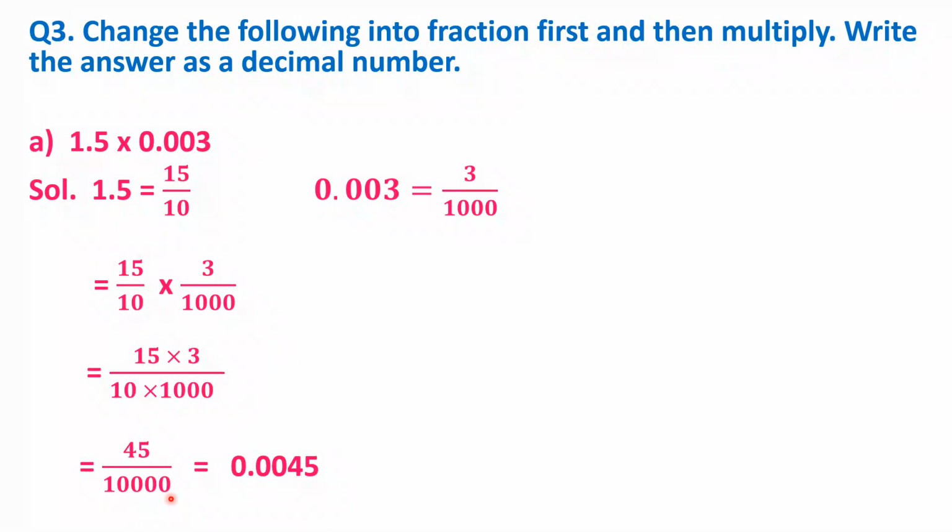Now you see here at the denominator 4 zeros are there. So we will count 4 digits, and here we have 45, that is only 2 digits. So we will put 2 more zeros here and then we will put the decimal. So our answer is coming 0.0045.